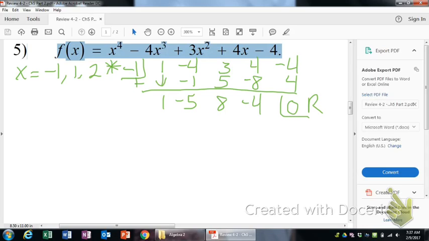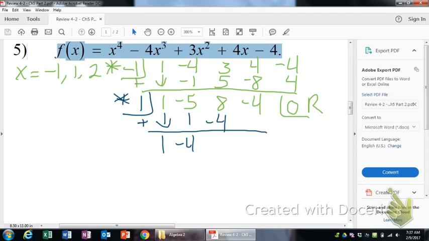So I'm going to go ahead and do 1 for synthetic division next. And when I do that, I drop down my 1. 1 times 1 is 1. -5 plus 1 is -4. -4 times 1 is -4. 8 minus 4 is 4. 4 times 1 is 4. You get a remainder of 0.